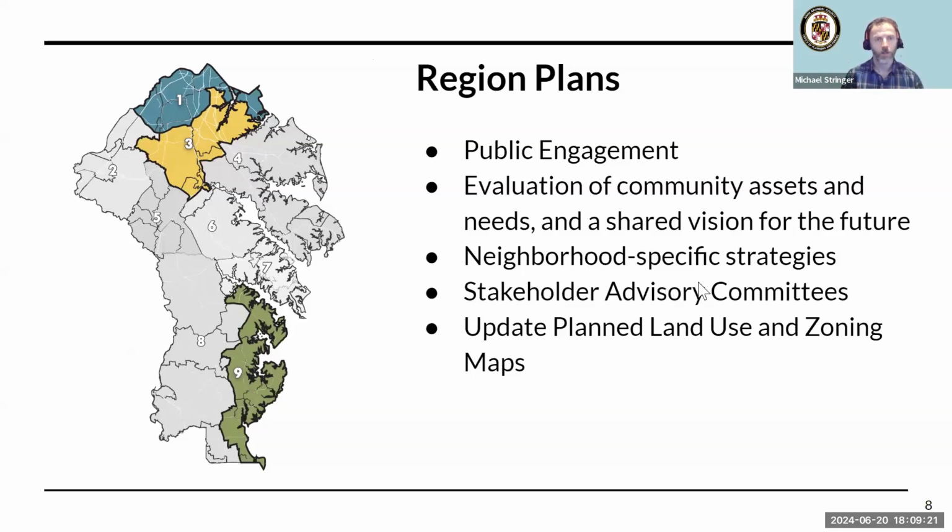So the first 3 for regions 2 in West County, 4, the kind of Pasadena, Severna Park, Broadneck area, and 7, the Annapolis Neck area, they've already gone to council. 2 and 7 have been adopted, and county council is currently reviewing the plan for region 4. Tonight, we're discussing regions 1, 3, and 9.